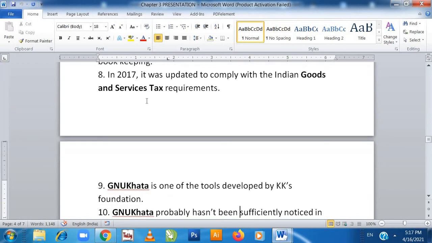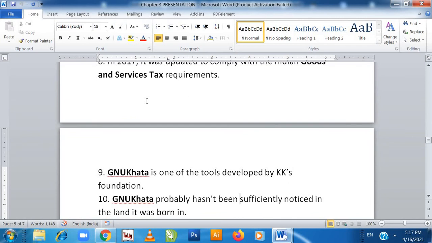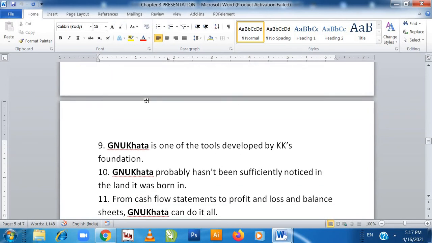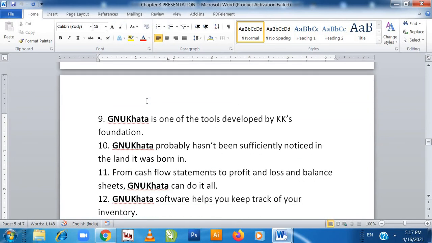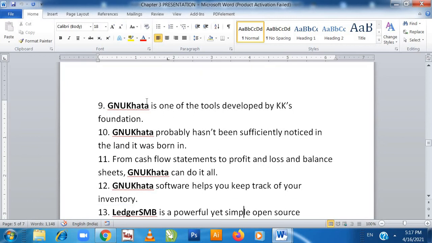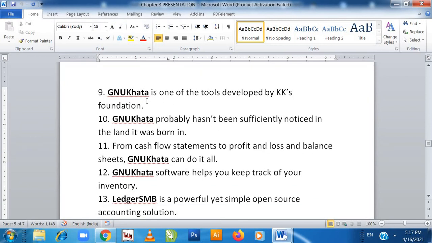Now another software along with Tally is JNU Khata, one of the tools developed by KK Foundation. After Tally, another software that is used is JNU Khata. It provides the cash flow statement, profit and loss, balance sheet and so on. JNU Khata software helps you to keep track of your inventory also.